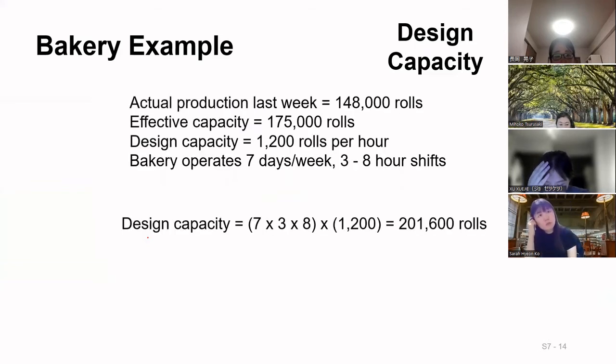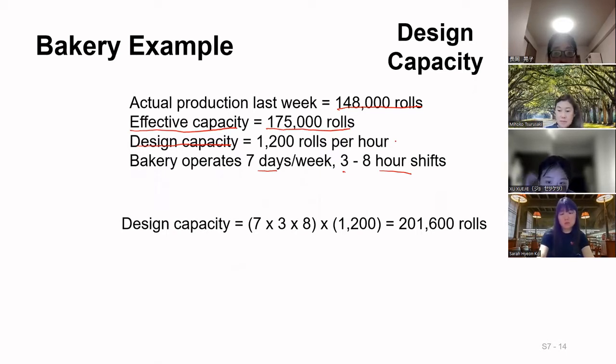Now we go back again. This is a bakery example. You can refer to it in the book. It gives some capacity numbers. The actual production last week, so this is on a weekly basis, was 148,000 rolls. The company has calculated, and it is given, that the effective capacity is 135,000 rolls. The design capacity is 1,200 rolls per hour. This you need to calculate. They work 7 days a week, with three 8-hour shifts. Why don't you open your book and see whether you can follow?